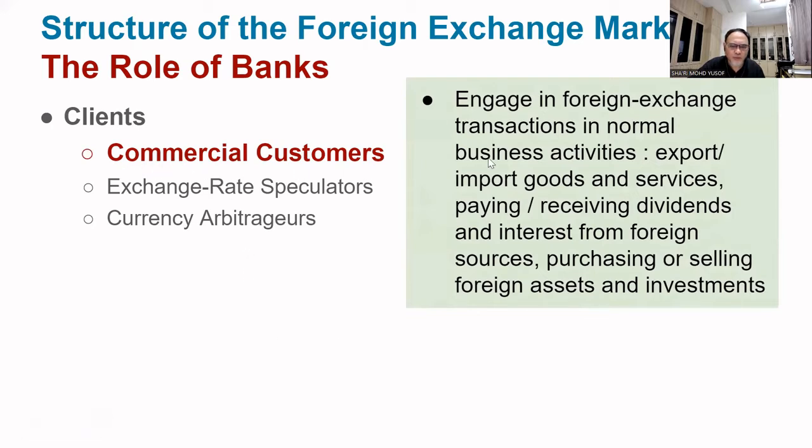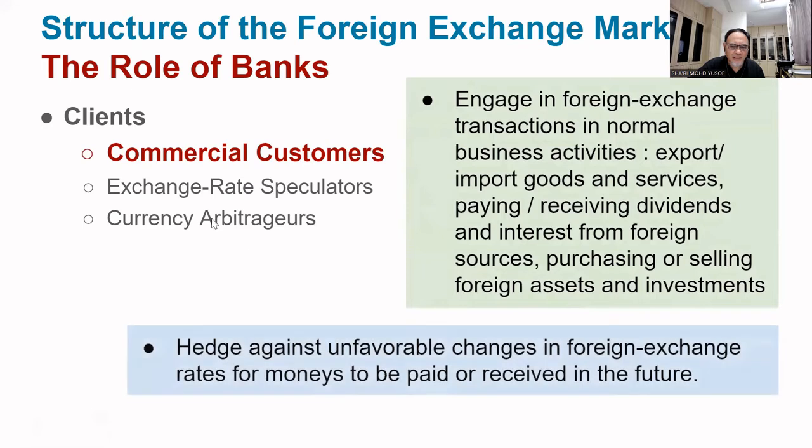So these are commercial customers, or buying, selling foreign assets. The first one is commercial customers, and of course, they also hedge against unfavorable changes. They make money from the futures market, for unfavorable changes in foreign exchange rates for monies to be paid or received in the future. So they can also hedge that.